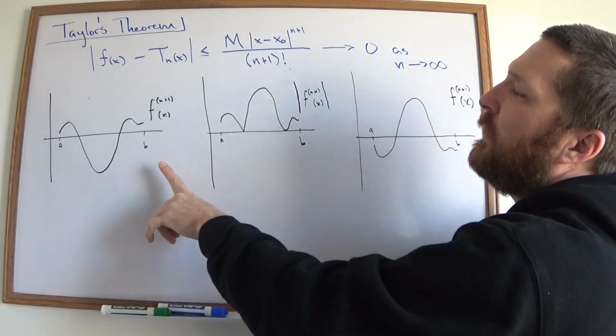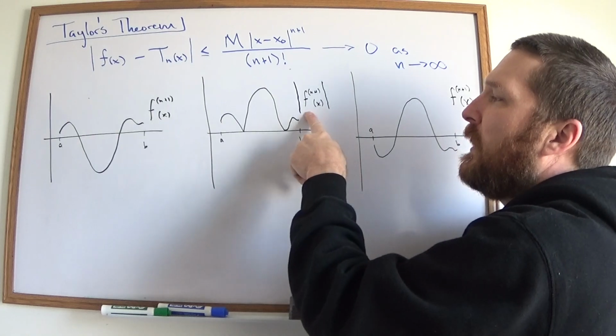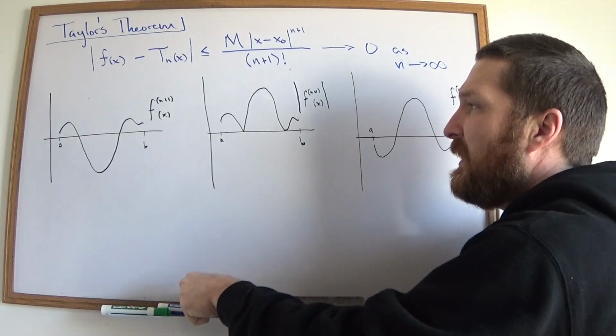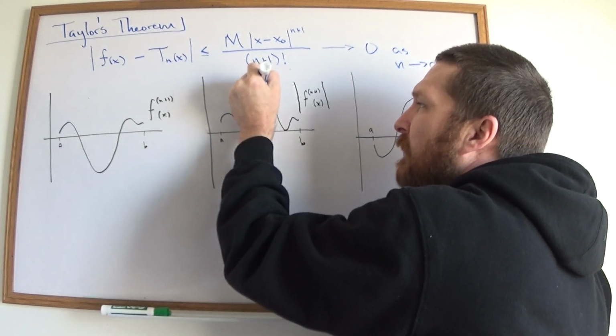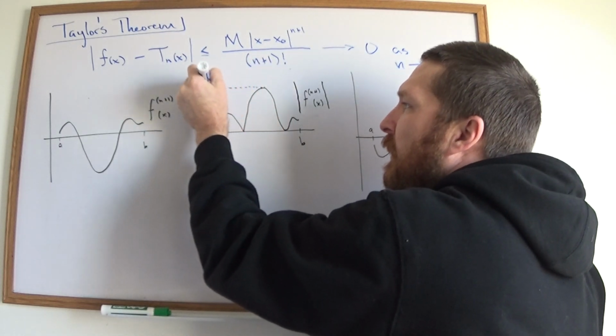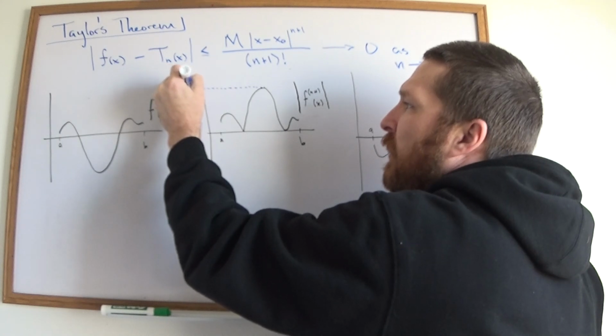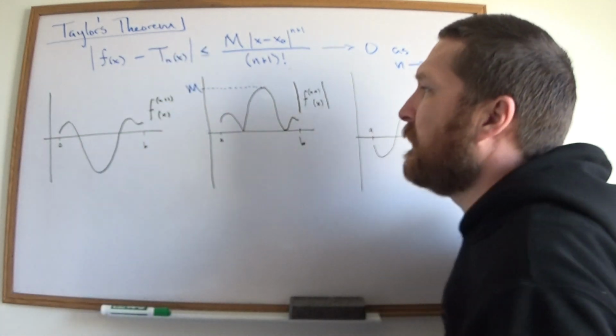Now, what we're going to do is take the absolute value of that function, and then find the maximum value of that function on that interval.